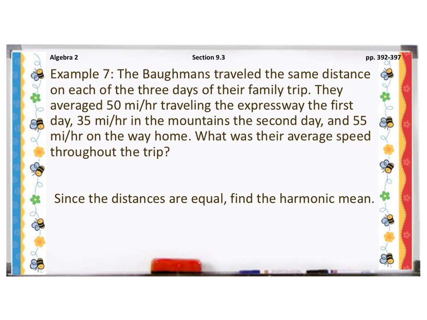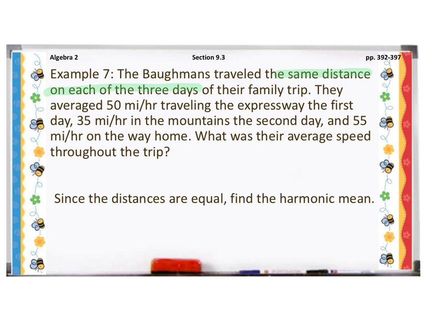All right, the Bogmans traveled the same distance on each of the 3 days of their family trip. They averaged 50 miles an hour traveling the expressway the first day, 35 miles an hour in the mountains the second day, and 55 miles an hour on the way home. What was their average speed throughout the trip? Since the distances are equal, find the harmonic mean. We know they're equal because it actually does say so. It says they traveled the same distance on each of 3 days. So the distances are equal.